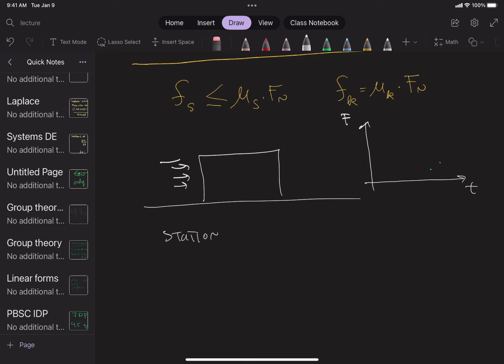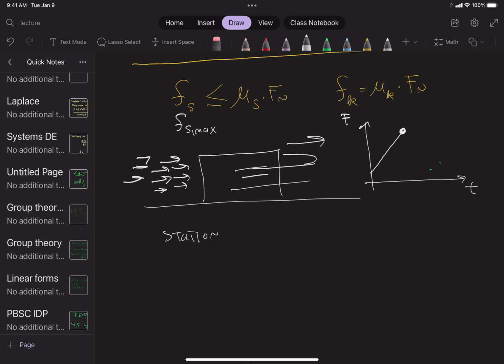And what you're going to find is that you're going to need to apply a lot of force at first to get the block to move. So as time goes by, the force is going to increase until you get to a maximum amount of friction. So you're going to get to a maximum static friction, and then after that you're going to be able to nudge the box, and then it's going to start to move, and then after that it's going to start to grind.